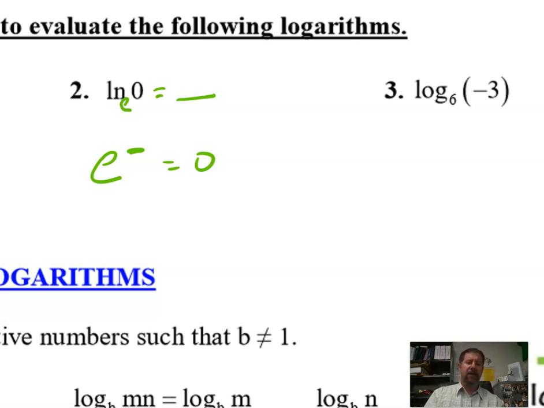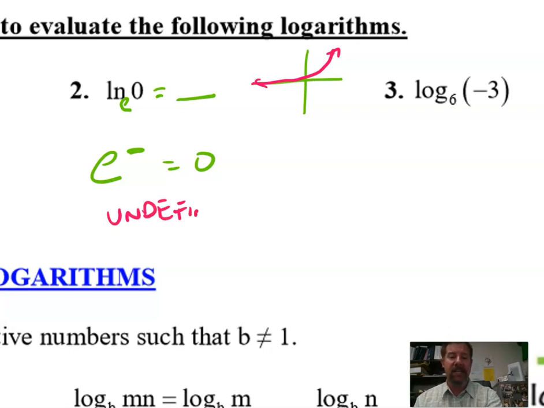Well, if we start thinking about this, e is our exponential growth function, and e never gets to 0. It gets really close to 0, right? There was an asymptote there that it approached and approached, but it never actually equaled 0. So this we say is undefined. This cannot happen. There is no value. I cannot take ln of 0.